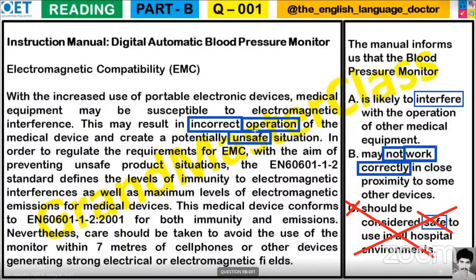So let us see this one now. This is gone case. Unsafe and safe. It's not matching. Unsafe is correct. Safe is wrong. So this is gone. In the same sentence we have seen, this may result in incorrect operation of the medical device and create a potential unsafe situation. Unsafe situations. So may not work correctly. So these are matching.